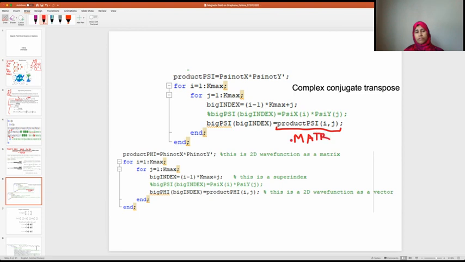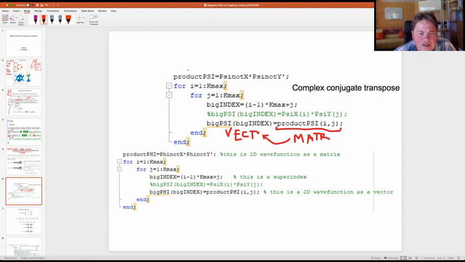Okay, I see. But right now, it is related to the initial value of the wave packet for time propagation, right? Mm-hmm.